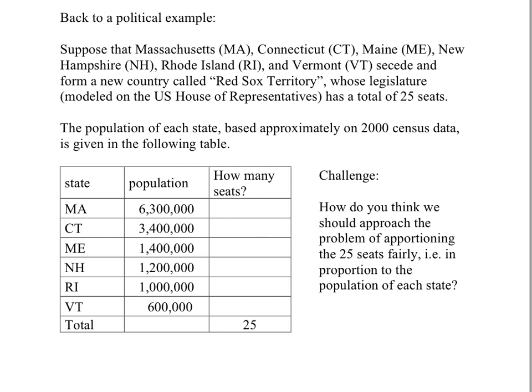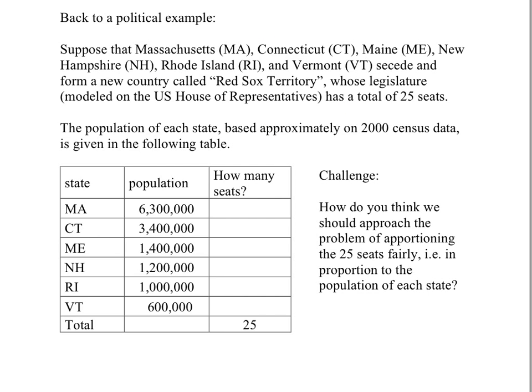Now, the idea here is that one half of their legislature is modeled on the U.S. House of Representatives, and it has a total of 25 seats. In other words, in this entire country, there will be 25 congressional districts. The problem of apportionment will be to give out those 25 seats to the 6 states based on population.